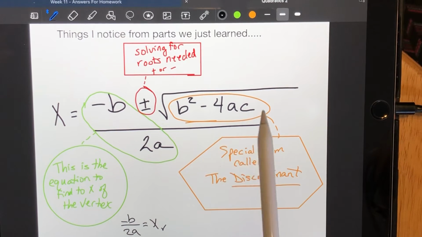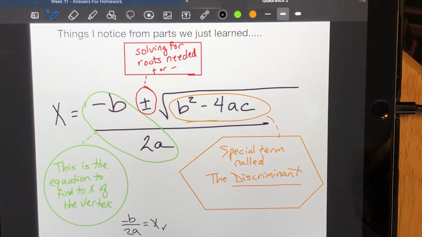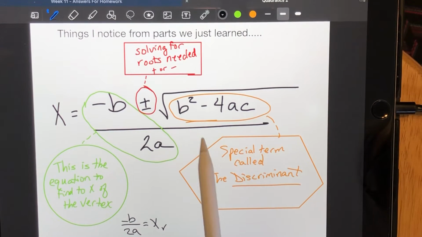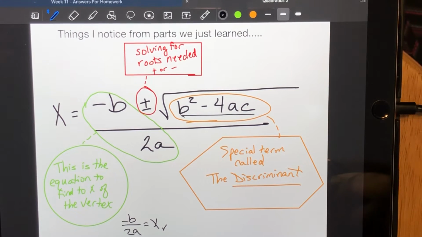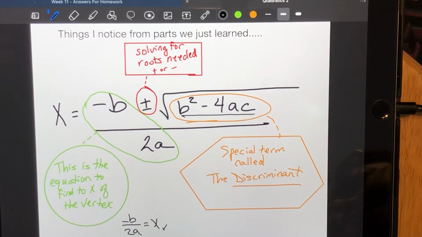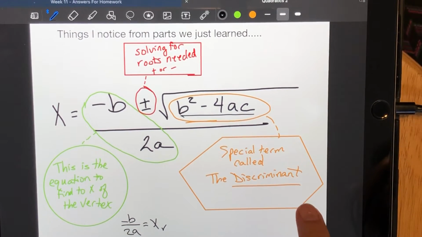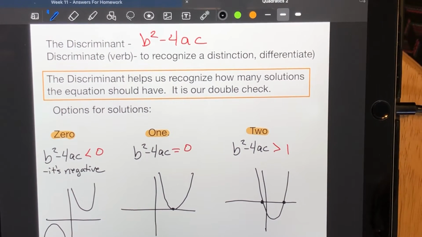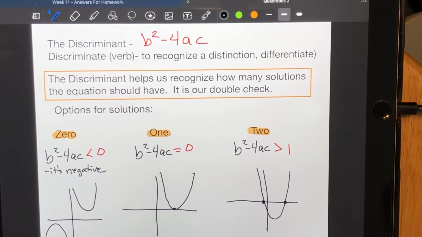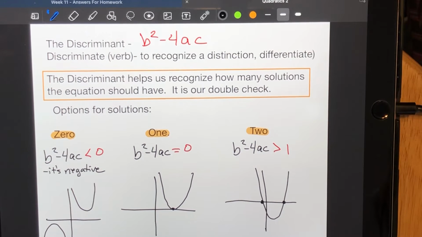And this is a special term called the discriminant. Not the square root part of it, but only the radicand part of it. Simply the b squared minus 4ac is called the discriminant. Why is this important? The discriminant comes from the word to discriminate. It means to recognize a distinction or differentiate between something. So this discriminant helps us recognize how many solutions our equation should have. So it's our double check.